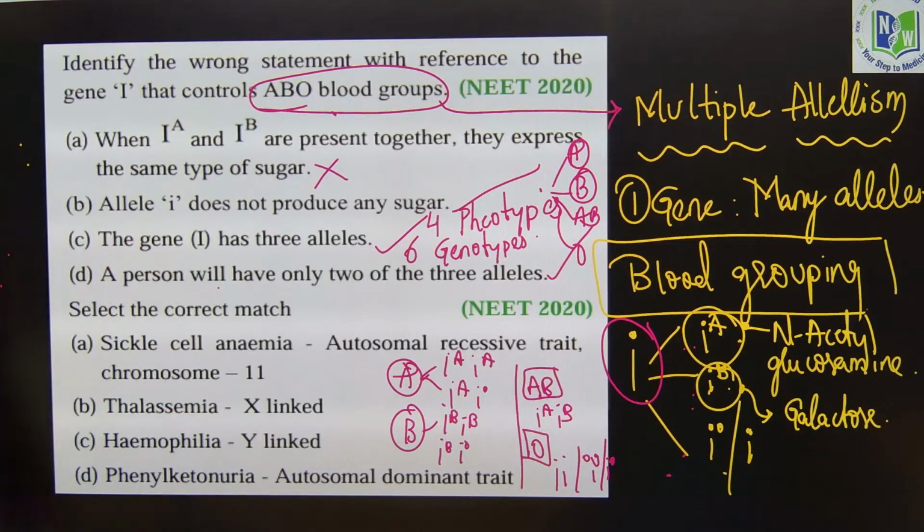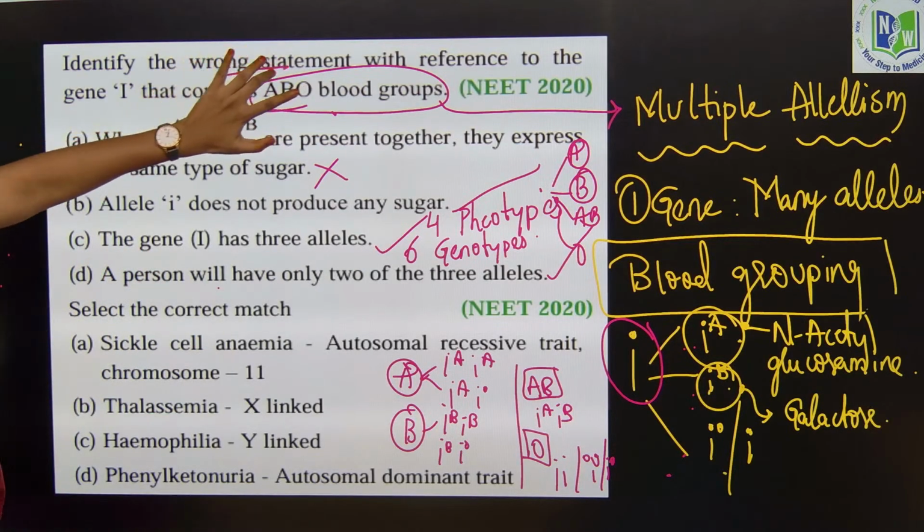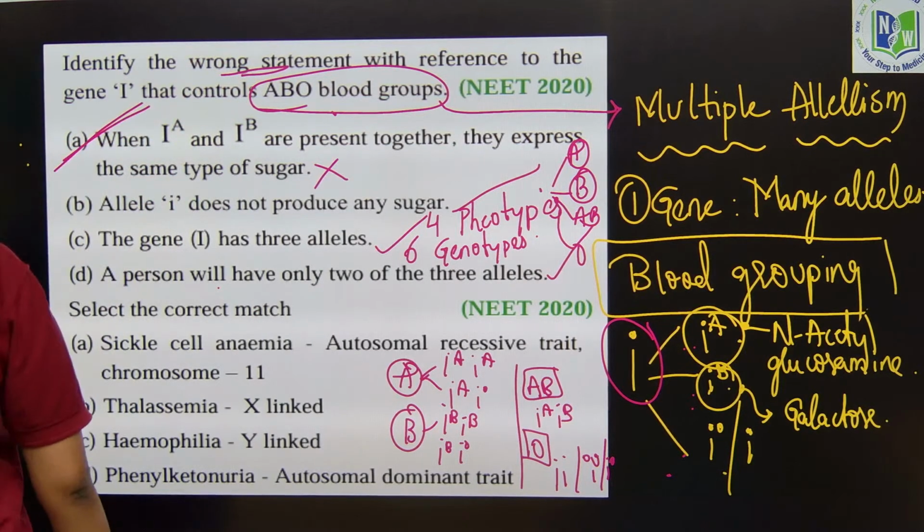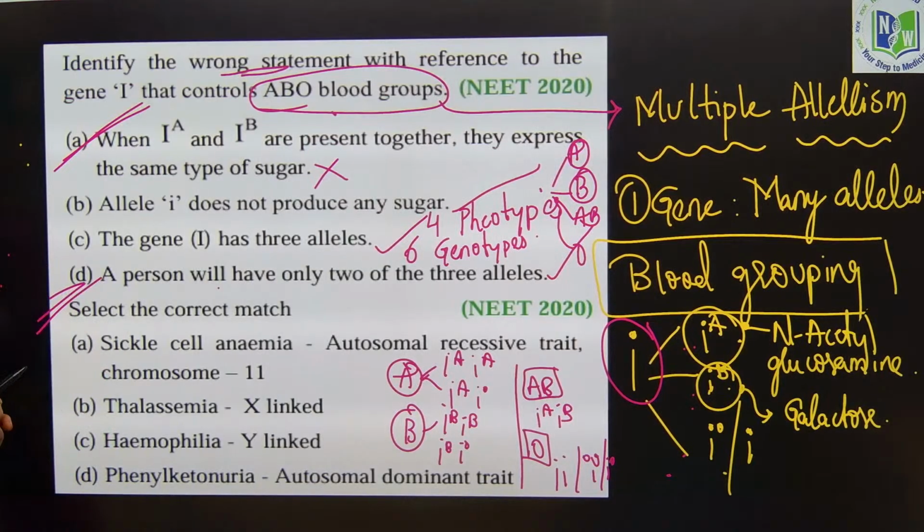As such, a wrong statement is asked in the question to be identified. So, option A will be the right answer over here. Next question, select the correct match.